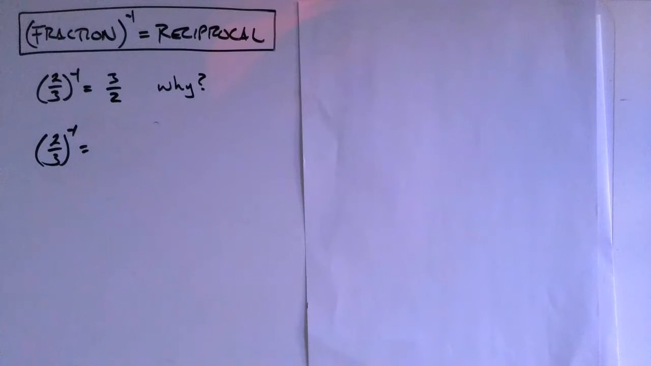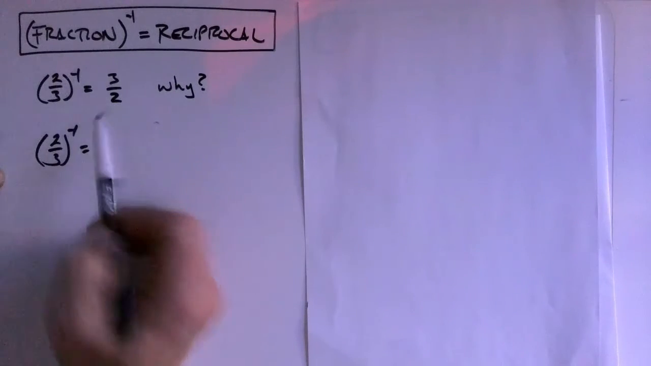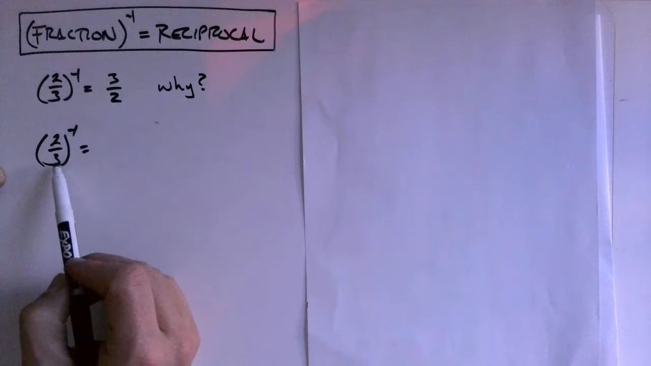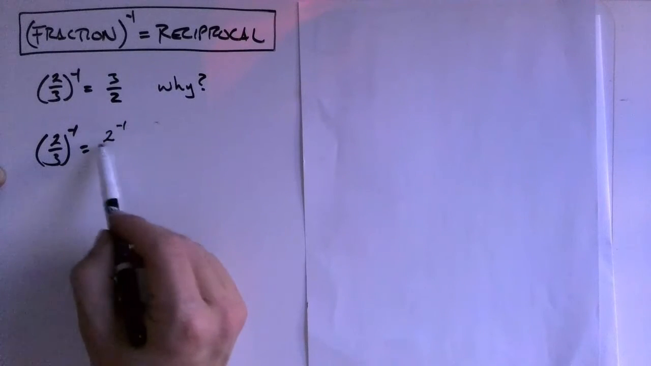And the question is why? So 2/3 to the -1 actually equals 3/2. Well, why is that true? I'm going to show you. If I have 2 over 3 to the -1, I'm going to bring in the exponent. And this would actually be 2 to the -1 over 3 to the -1.